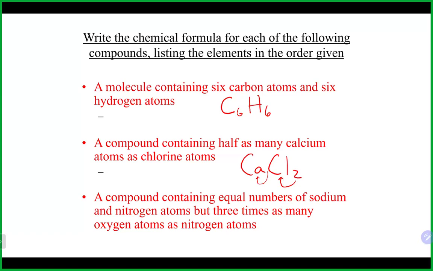Lastly, a compound that has equal numbers of sodium, which is capital N, lowercase a, and nitrogen, which is capital N, and 3 times the oxygen, which is O. Since each of these is 1, 3 times would be 3, and it gives us NaNO3, or sodium nitrate. Calcium chloride for the middle one, and benzene for the last one. Any questions on any of that? Okay.